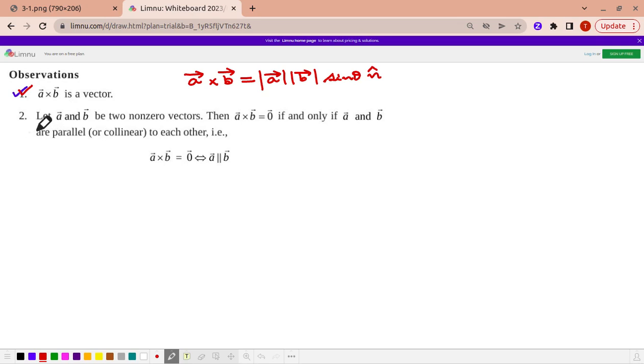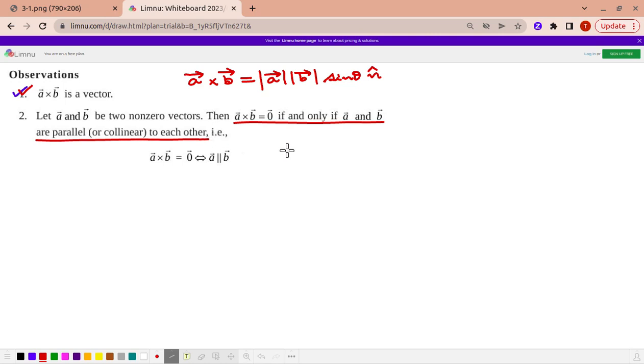Second point, let A and B be two non-zero vectors. Then A cross B will be equal to 0 if and only if A and B are parallel or collinear to each other. Very important statement. A cross B is equal to 0 if and only if A and B are parallel or collinear to each other. So, let me explain this property.